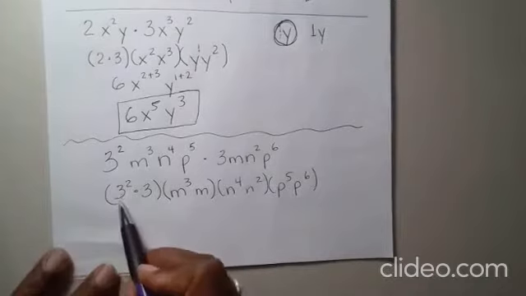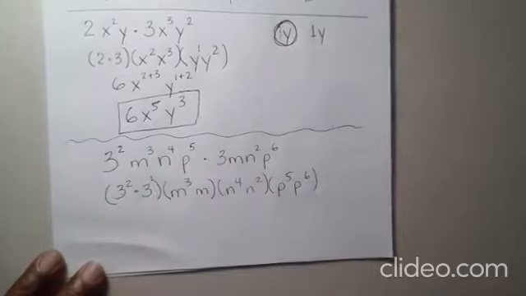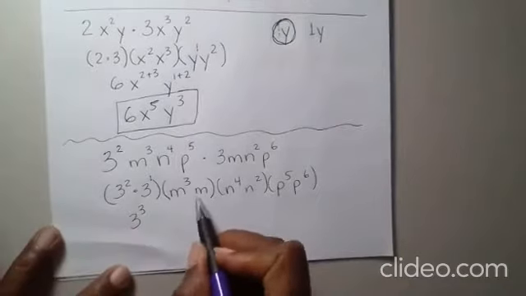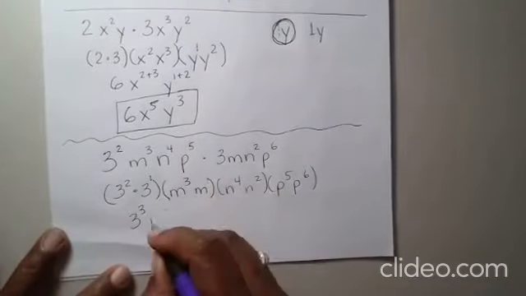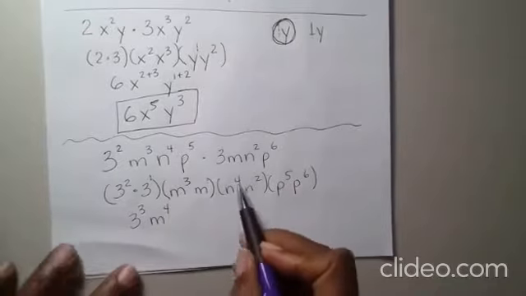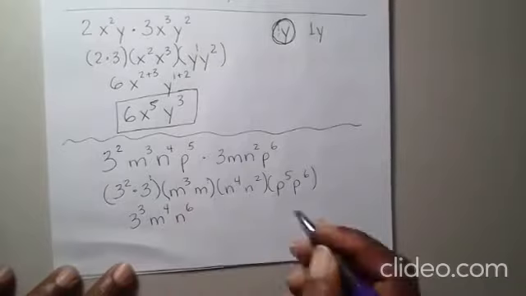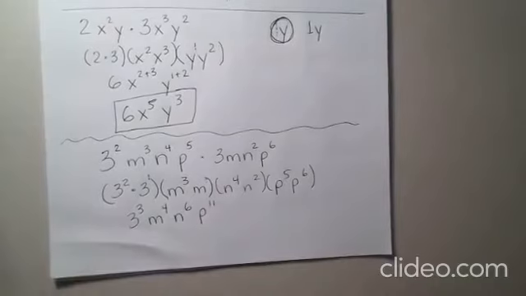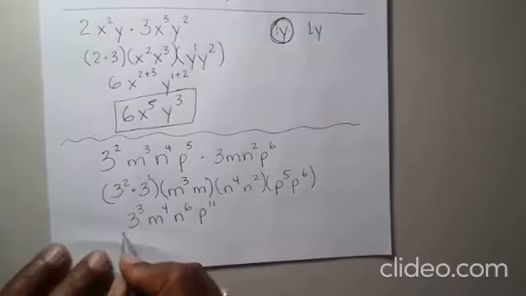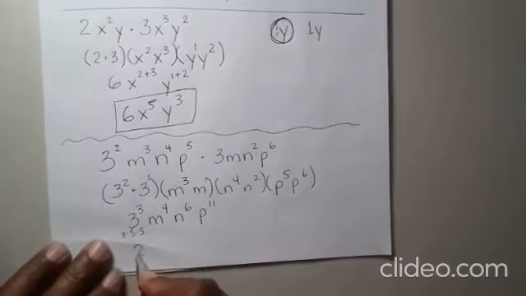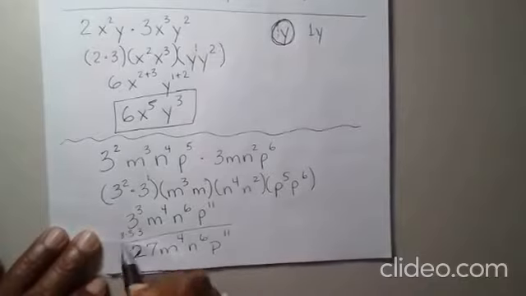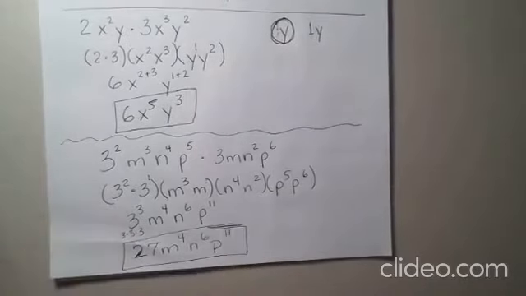Okay, so 3 squared, there's an invisible 1 up here. So these are the same base. So this is going to be 3 to the 3rd power. m cubed times m, again, another invisible 1 up here. This is going to be m to the 4th power. n to the 4th times n squared is n to the 6th power. p to the 5th times p to the 6th is p to the 11th. So we're not quite done yet. We have to do one more step where we multiply out our numbers. 3 cubed is 3 times 3 times 3, which is 27. 27 m to the 4th, n to the 6th, p to the 11th. That is our answer.